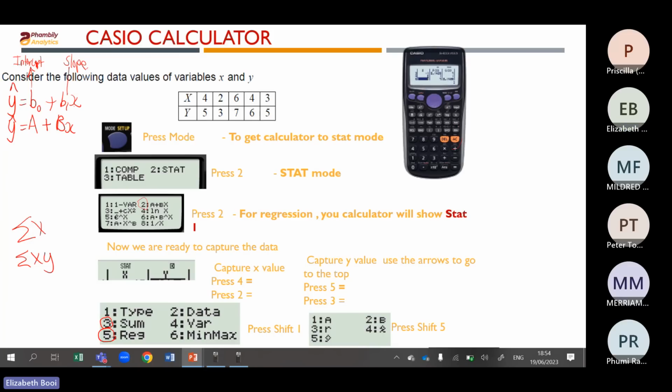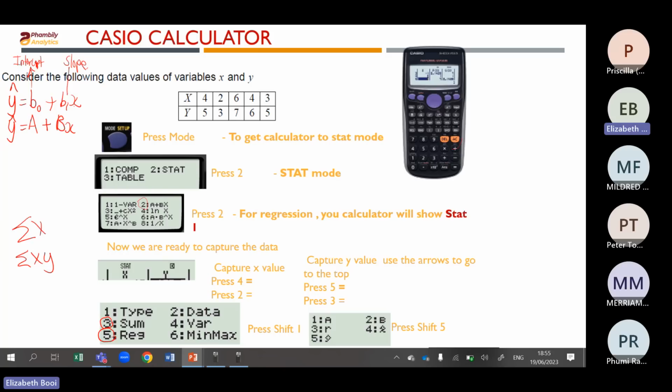There is no R squared here. So it means when you have to find R squared, you will have to find the value of r and then press the X squared button. So to get R squared, you press 3 and then you press X squared. That will give you the value of your R squared. And that's how you use your calculator. Unfortunately, I don't have a Casio calculator, so you can take a screenshot of this and then practice on your own.